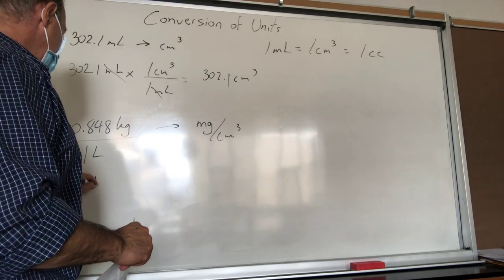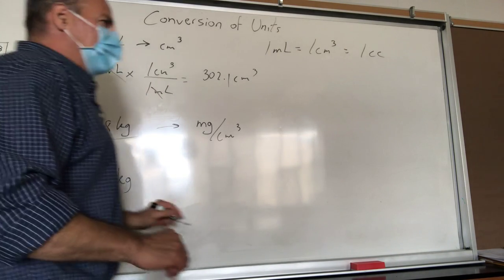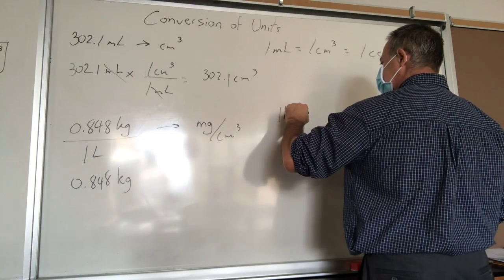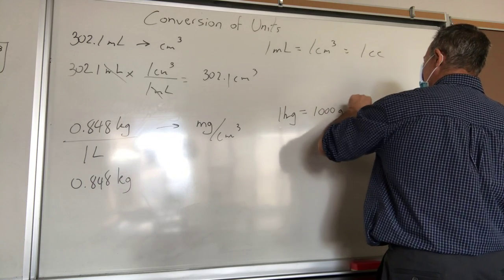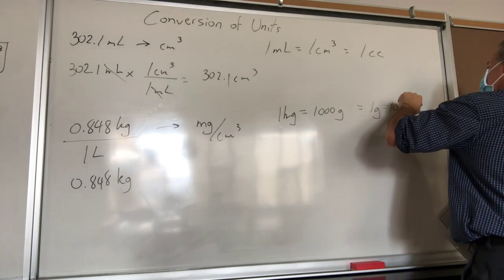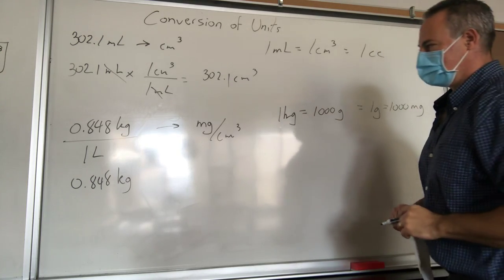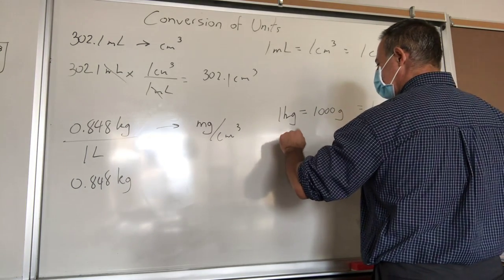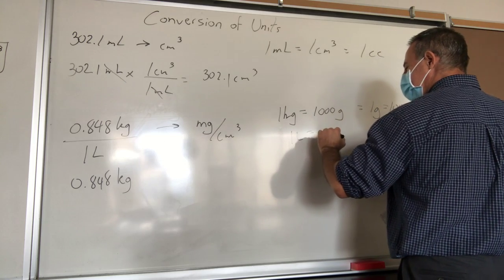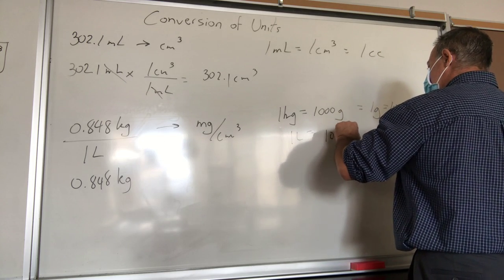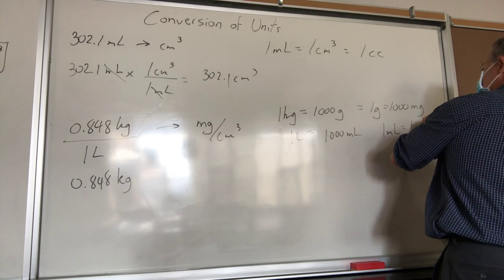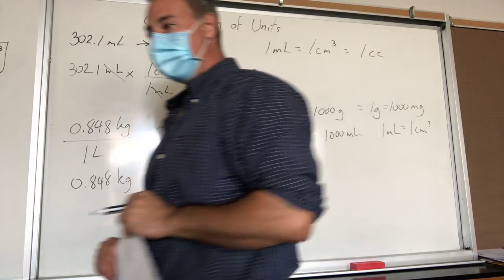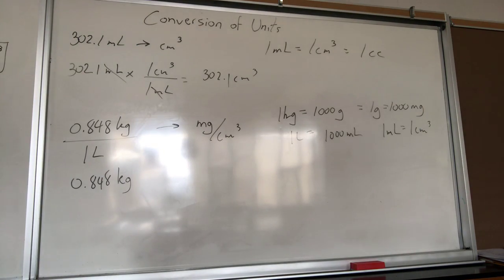So 0.848 kilograms. You have to know that 1 kilogram equals 1,000 grams. And you gotta know that 1 gram equals 1,000 milligrams. So you gotta hit this one twice. And then the liters, 1 liter equals 1,000 milliliters, and 1 milliliter, as we said before, equals 1 centimeter cubed. So we got 4 conversion factors going on here, but if you follow the technique, you can't get it wrong. It almost works itself out.